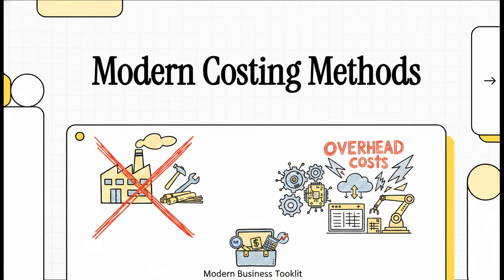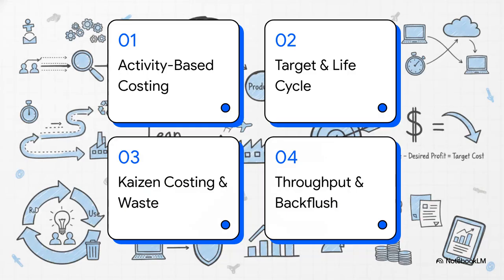So today, we are cracking open the Modern Business Toolkit. We're going to master some contemporary costing methods that will literally revolutionize how you view your business operations. Here is our quick roadmap for today's explainer. We're tackling activity-based costing, target and lifecycle costing, Kaizen costing and waste, and finally, throughput and backflush costing.